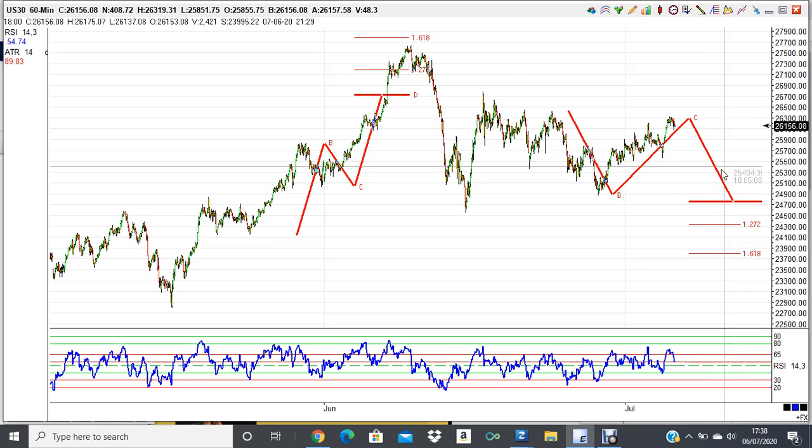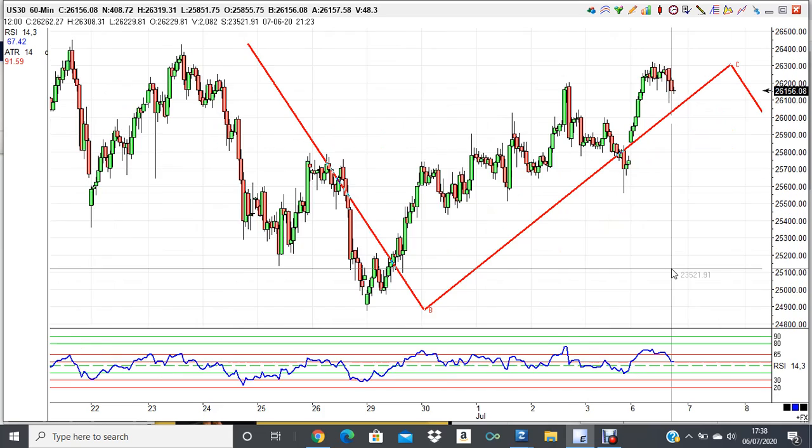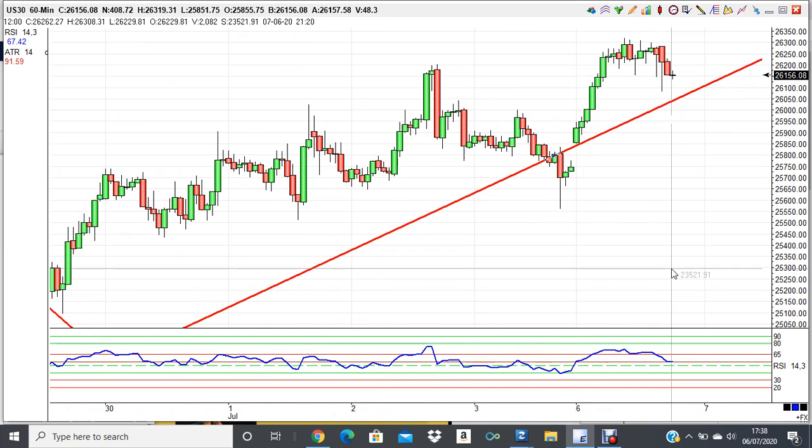So let's have a look where we are. I've got an indicator on here. This is the RSI indicator. I'll come back to that in a minute. So let's have a zoom in on this.